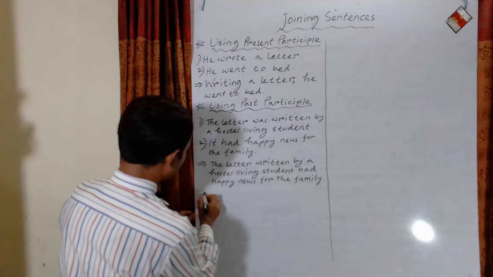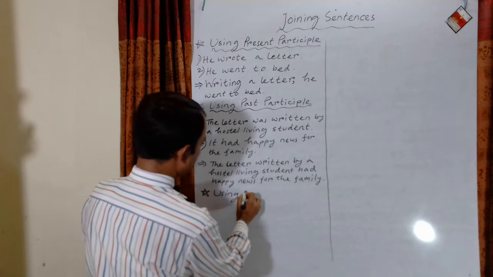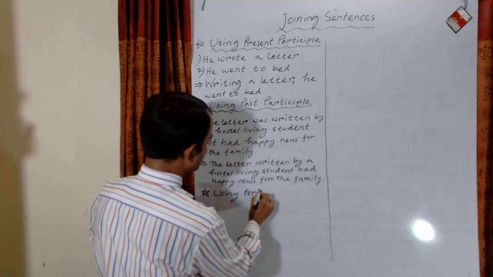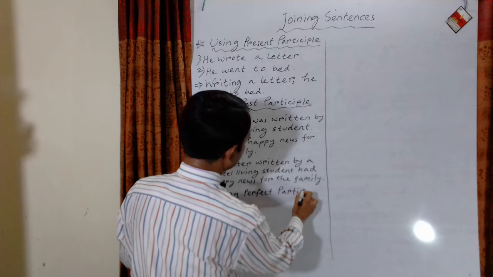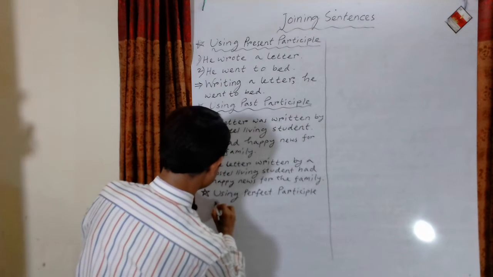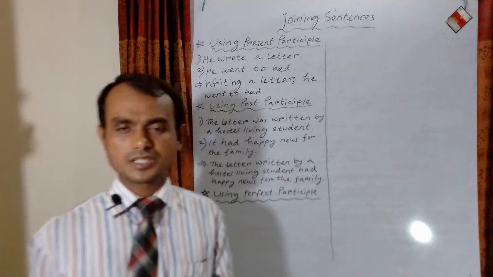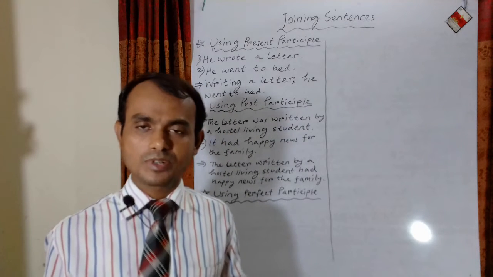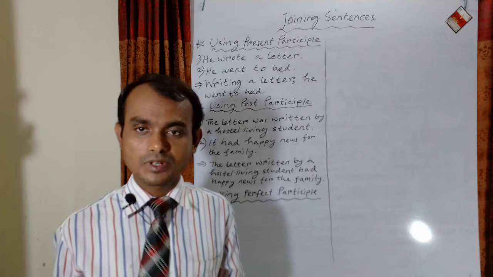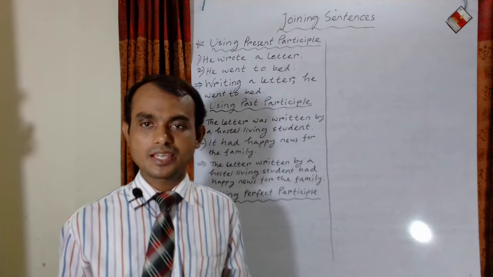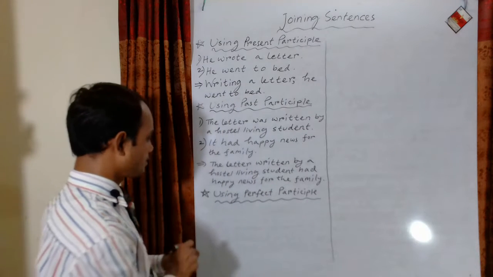Okay, the next part, using perfect participle. Dear students, you can also join two or more simple sentences using perfect participle. What is perfect participle? Perfect participle is having plus past participle of the verb. Okay.